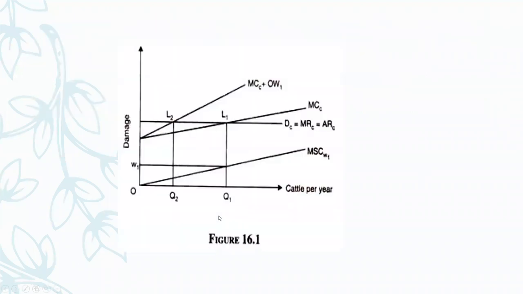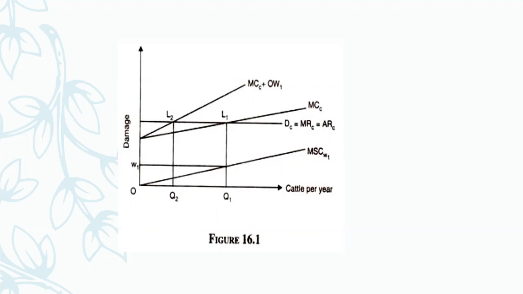Yes, this is where we are going to analyze or apply the Coase property rights negotiation theorem, or we are going to apply this theorem to solve the externality problem. Here we are going to take the example of two parties.